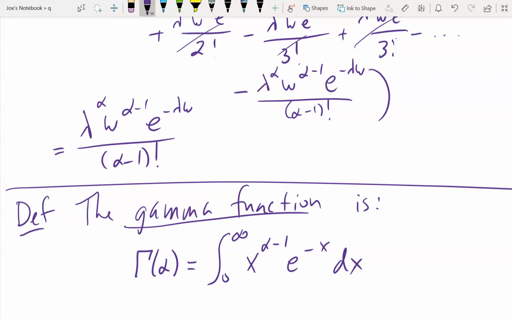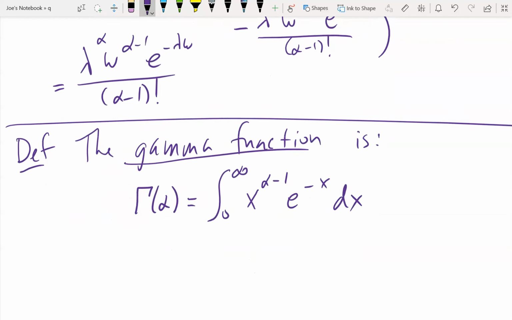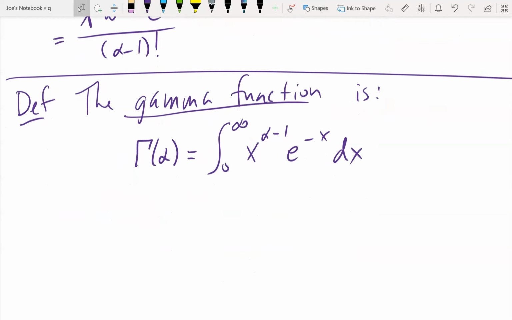In particular, let me ask you this question before we do some properties with this. What is gamma of 1? 1. Why? Because you read the book. Okay? I agree. Gamma of 1 is 1, but let's see why. If I put 1 in here, what's the exponent on the x? 0, right? So this just becomes the integral from 0 to infinity of e to the minus x dx.